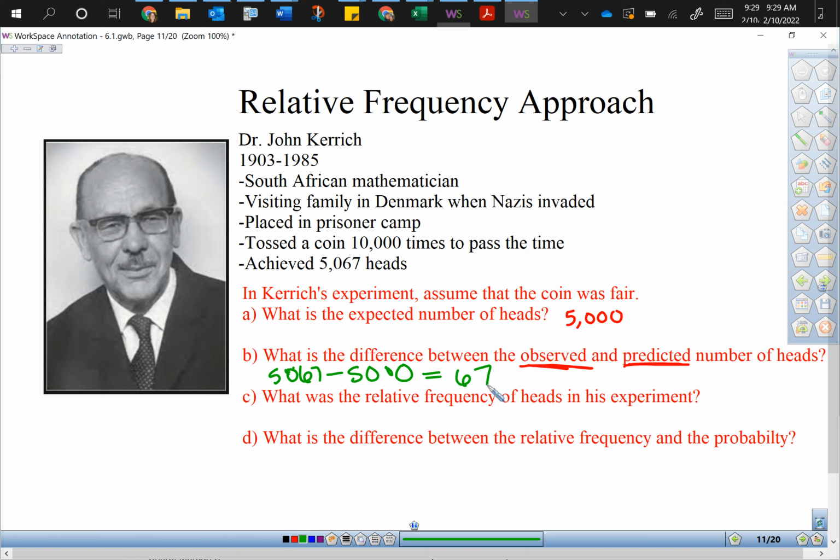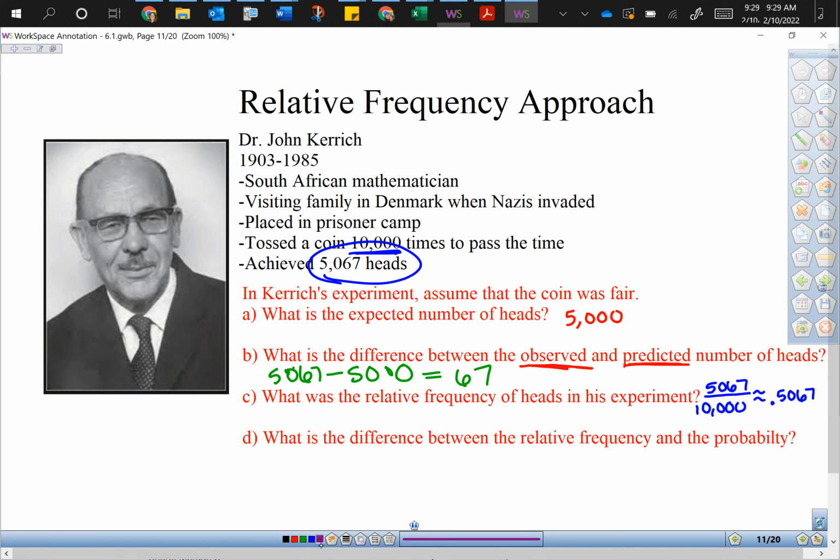Now, what was the relative frequency of the heads in this experiment? Remember, relative frequency is you take what you achieved and divide that by how many you actually did. So that would be 5,067, and we're going to divide that by 10,000. So what was the relative frequency of that? 0.5067. Okay? So the relative frequency of heads in this experiment was 0.5067.